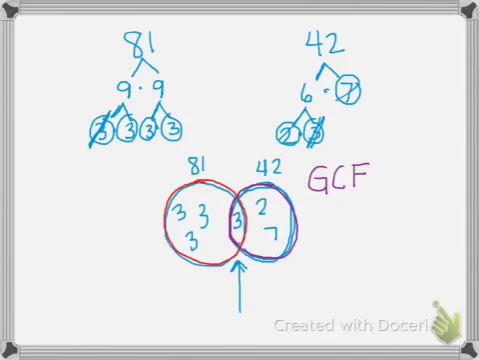Okay, now when we find the GCF of two numbers, we want to look at what is in the middle, what is shared, and that's right here. So the GCF of 81 and 42 is 3. It's rather small.